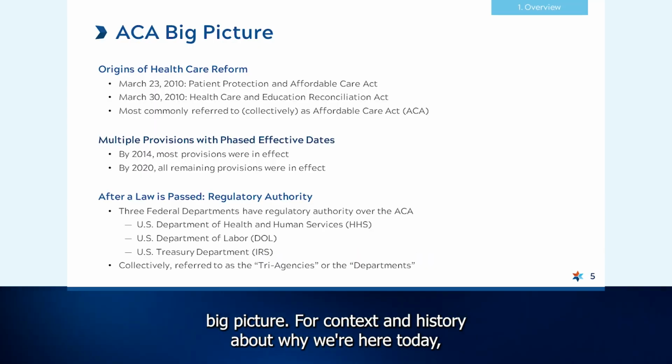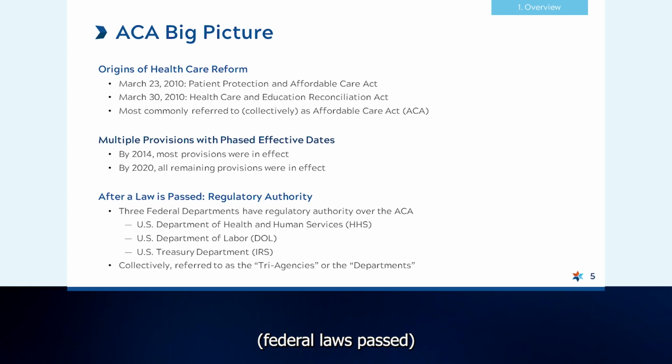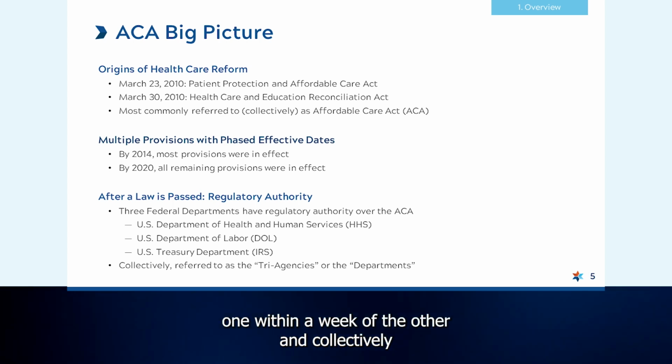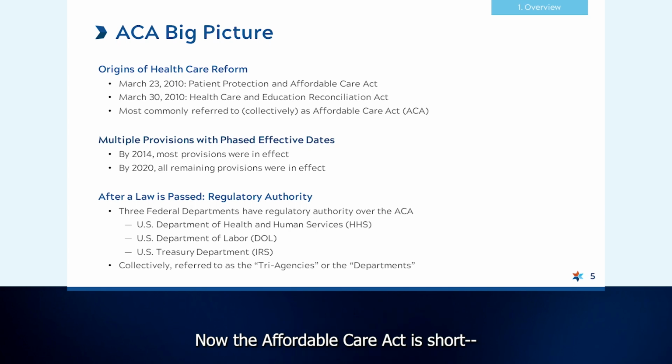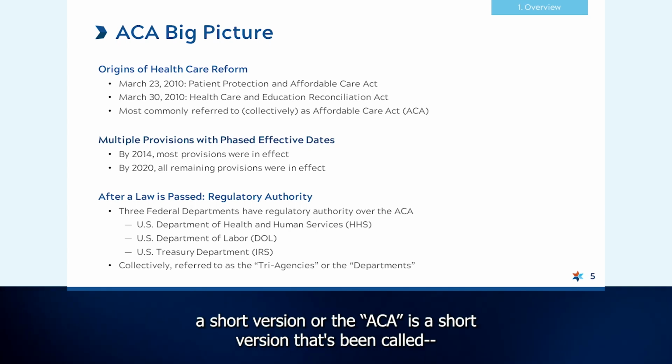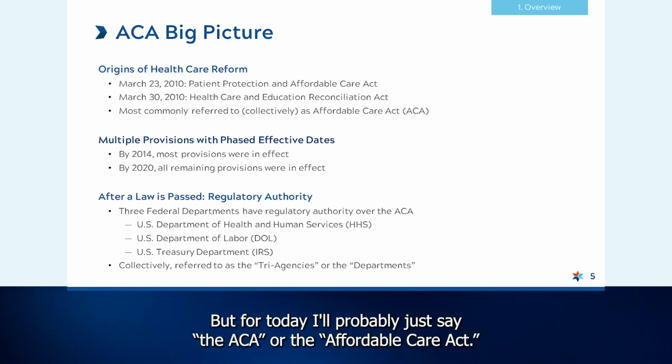For context and history about why we're here today, in 2010, there were two different federal laws passed, one within the week of the other, and collectively they are referred to as the Affordable Care Act. The Affordable Care Act, or the ACA, is a short version that's been called. There are lots of different names, but for today, I'll probably just say the ACA or the Affordable Care Act.